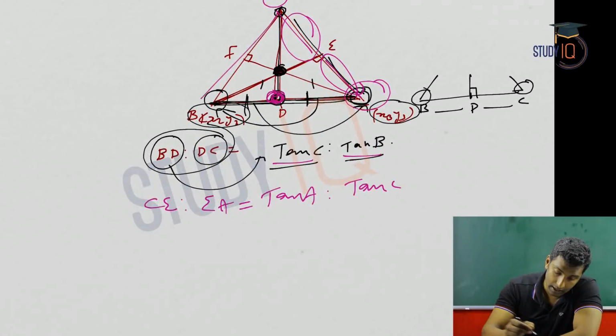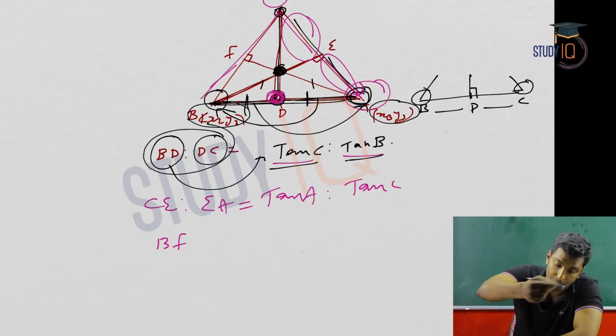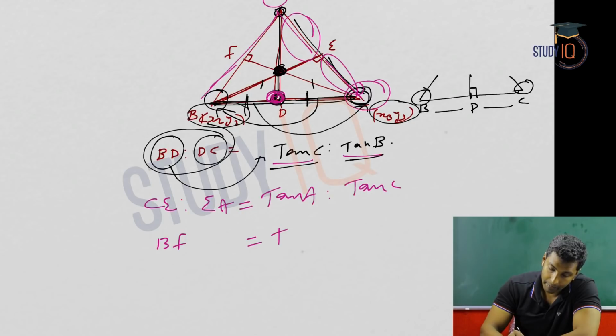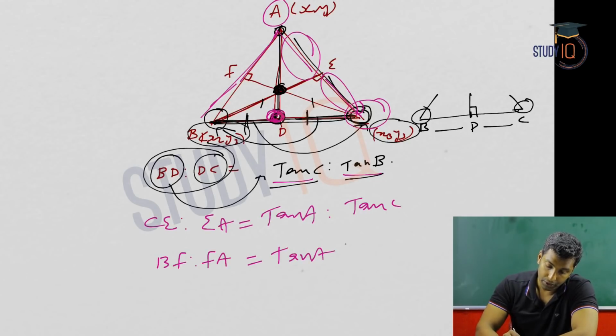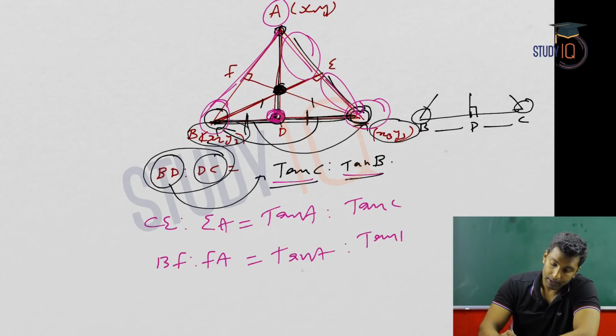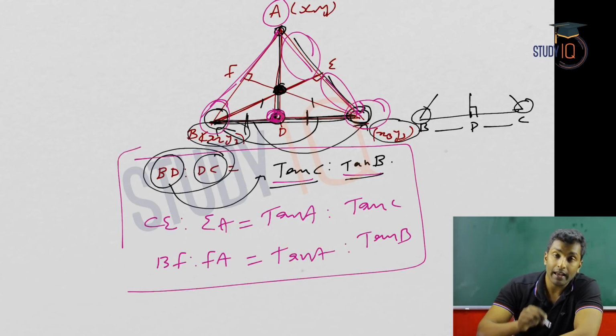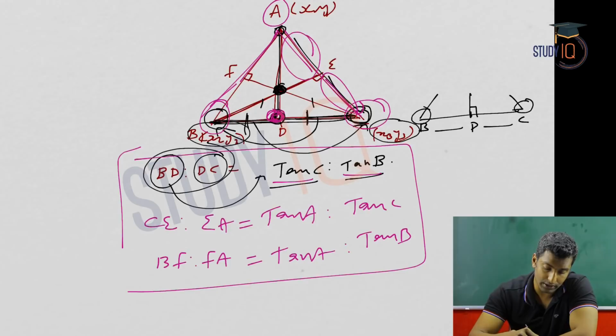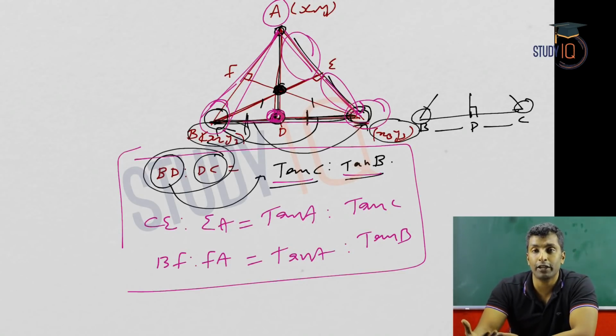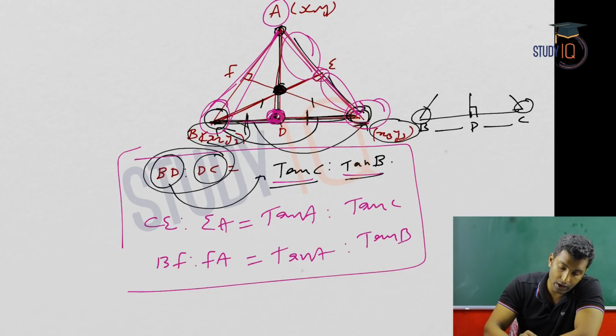Similarly, if you go with this BF, right? If it is BF, I should take the opposite angle, so that is going to be tan A. Then AF, right? So BF is to AF, I should talk about this angle, so that is going to be tan B. So you got the ratio in which the altitude divides the opposite side. Any one of these is enough for you guys. You can either take this or this or this, and find that particular point, either D or E or F.